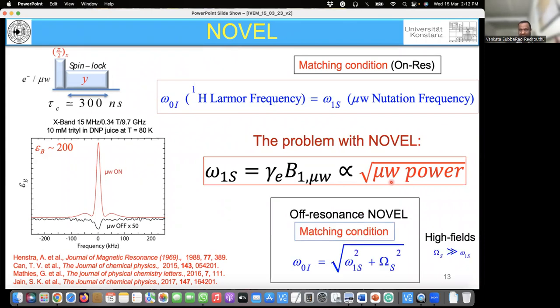The immediate alternative one can think of is using off-resonance NOVEL. By incorporating the off-resonance offset in the matching condition, one can do NOVEL. But the problem is when we go to high fields, this offset is much greater than the nutation frequency. At high fields, the enhancement we see is inversely proportional to the offset, so we lose efficiency at high fields.